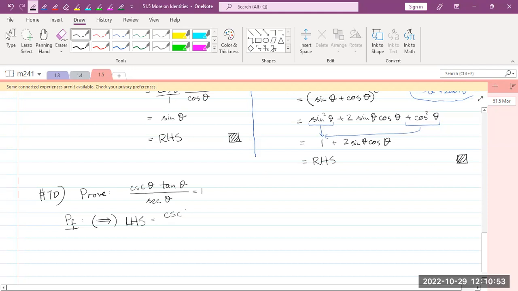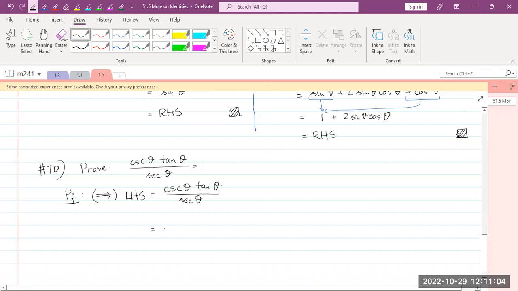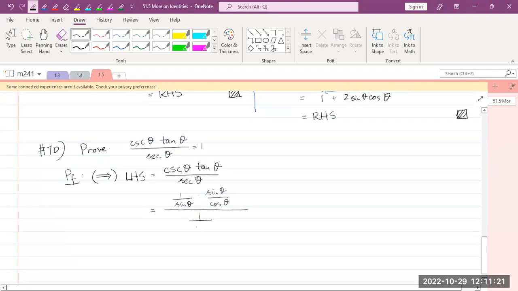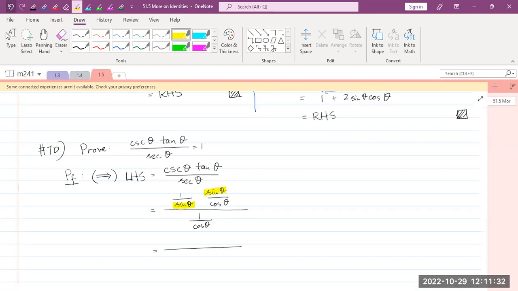Now the thing is, it's cosecant, tangent, and secant, right? What we can do is rewrite them in terms of sine, cosine. So cosecant theta is 1 over sine theta. Tangent theta is sine theta over cosine theta. Secant theta is 1 over cosine theta. Now notice that on the numerator, the sine theta cancels.